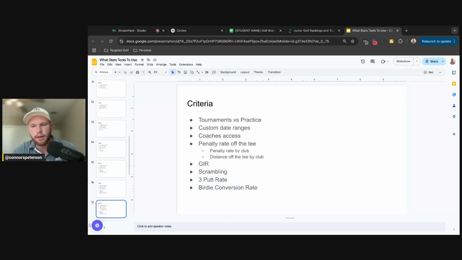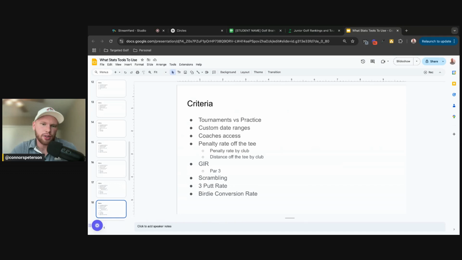Distance off the tee by club is another one. So again, it's really hard to evaluate if you should hit driver or these other clubs if you don't know how far you hit them, right? And if you're in a situation where maybe your penalty rate's higher with driver, but also you hit it much, much farther, well, then that might offset itself. And so that's information that you want to know.